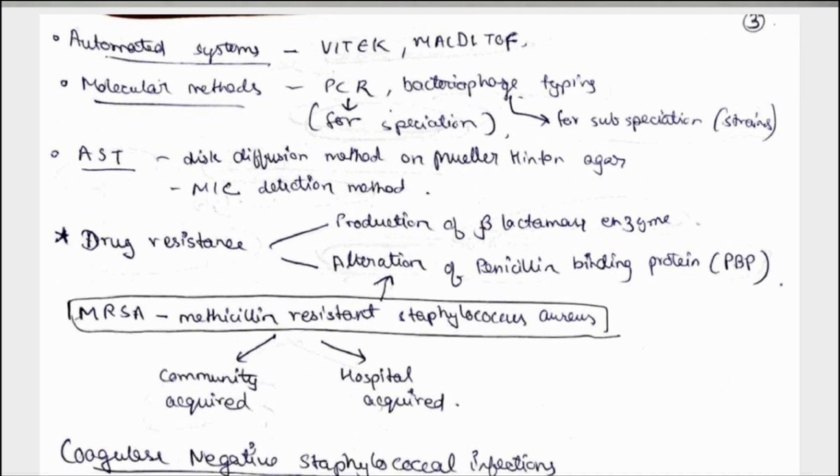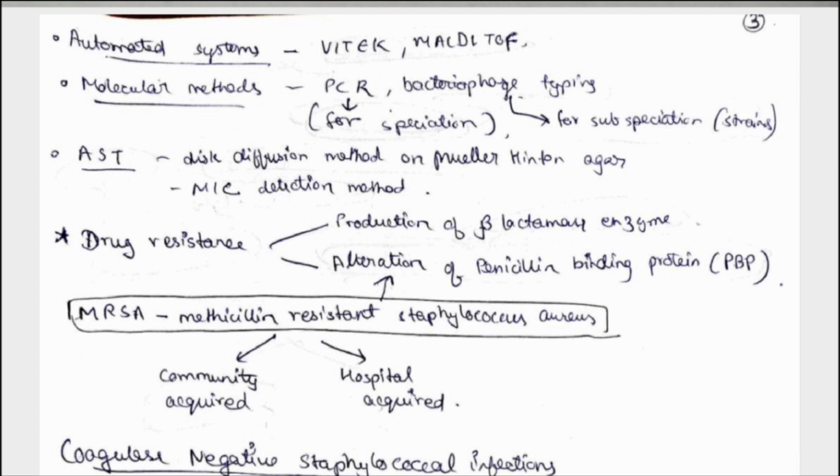Next are automated systems like MALDI-TOF and Vitek. It is a common thing. Molecular methods like PCR can be done, and bacteriophage typing can be done. Next, antimicrobial susceptibility testing by disc diffusion method on Mueller-Hinton agar. Another one is MIC detection, that is minimum inhibitory concentration.